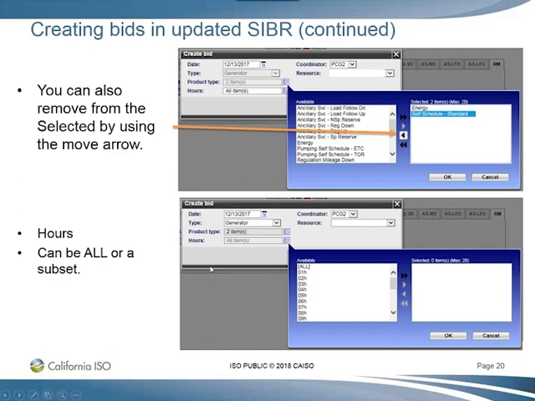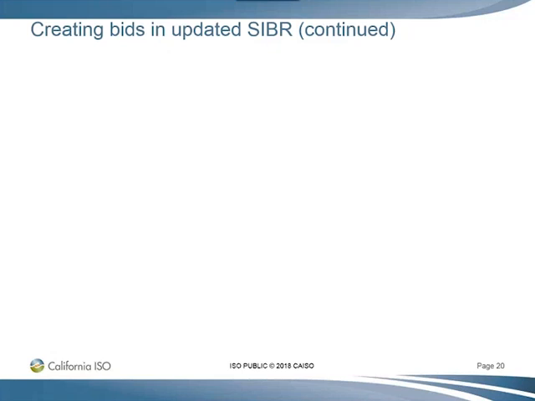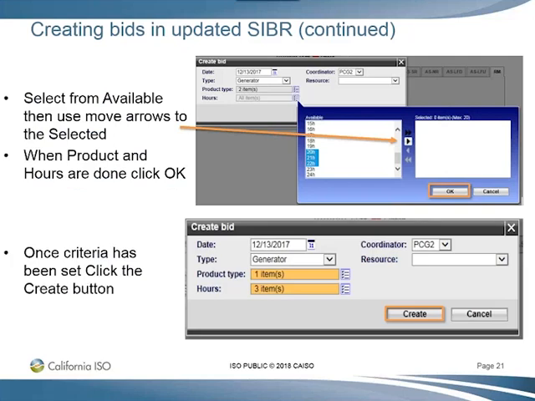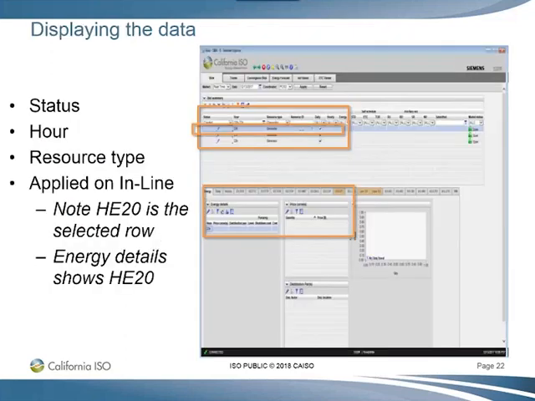And then hours, you'd select those hours there, and those can be selected for all, or you can select a subset. Then you would select from available and use the move arrows to the selected. When product and hours are all done, you would just click OK. So once the criteria has all been set, you're going to be able to click on that create button.